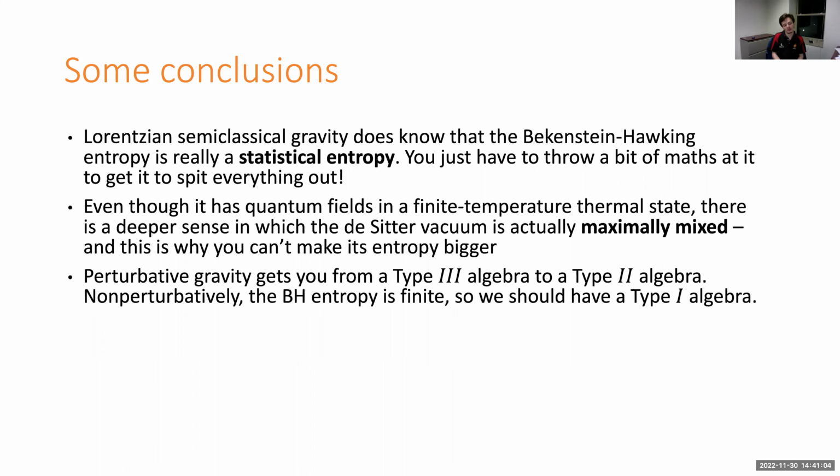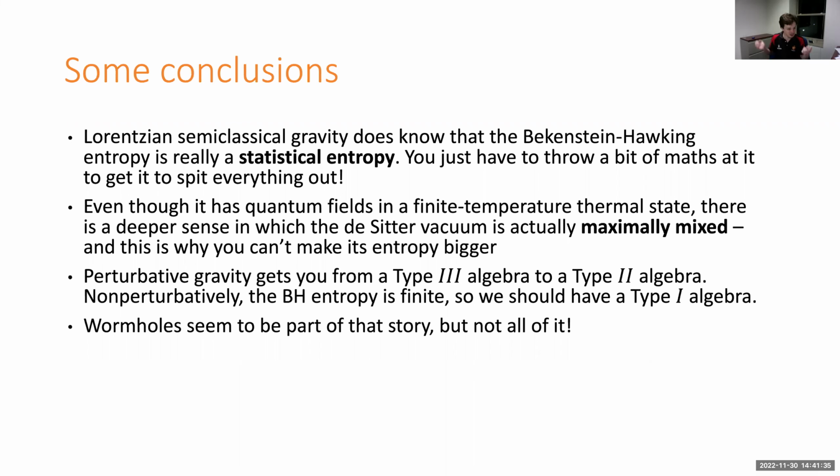In terms of where we go from here, it seems like perturbative gravity, or quantum gravity in the semi-classical limit, is enough to get you from a type 3 algebra to a type 2 algebra. Of course, non-perturbatively, the Bekenstein-Hawking entropy is supposed to be finite, so we should really have a type 1 algebra. Presumably, getting from type 2 to type 1 is going to be a lot harder than getting from type 3 to type 2, even though it's just taking away the same number of I's.